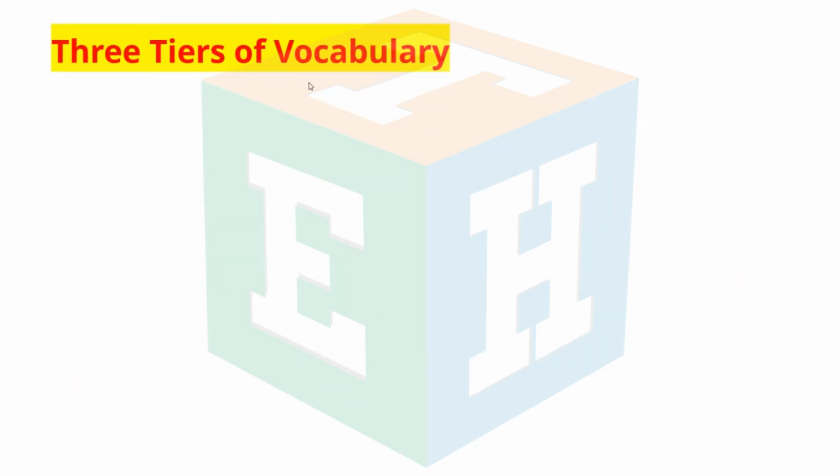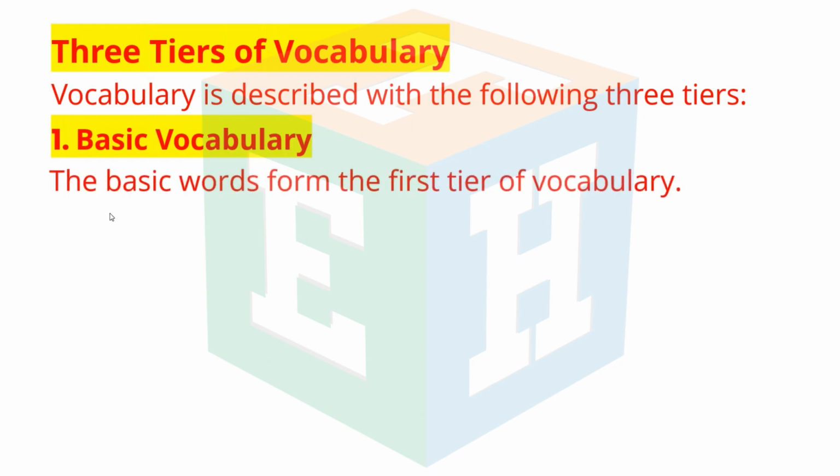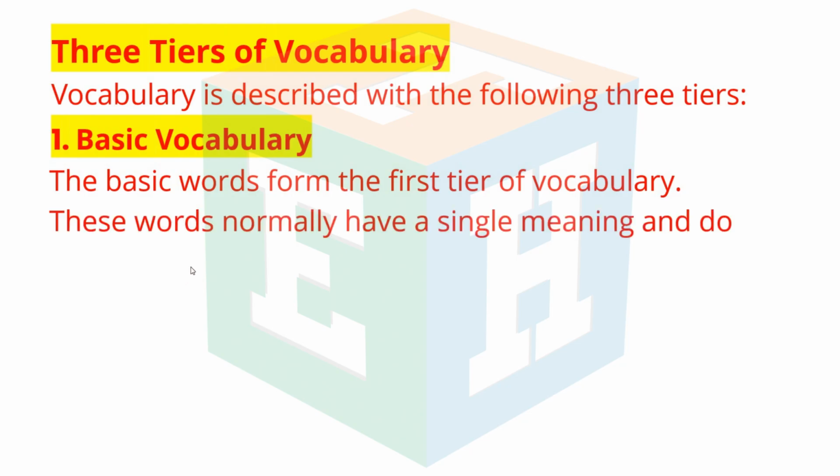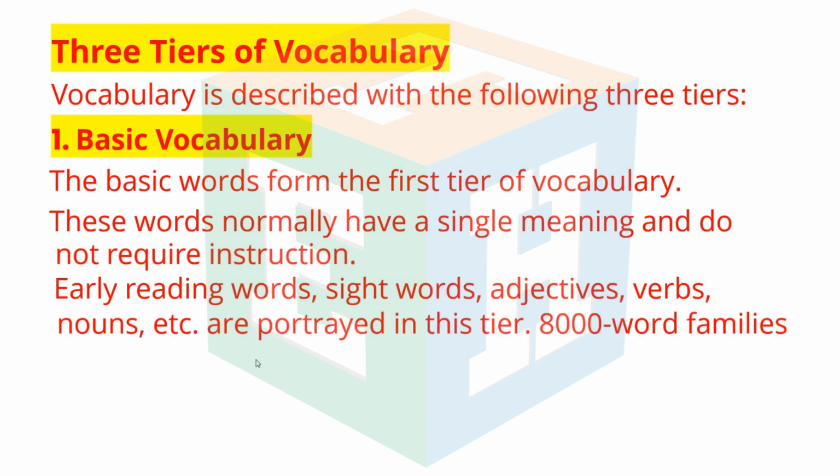3 tiers of vocabulary. Vocabulary is described with the following 3 tiers. 1. Basic vocabulary. The basic words form the first tier of vocabulary. These words normally have a single meaning and do not require instruction. Early reading words, sight words, adjectives, verbs, nouns, etc. are portrayed in this tier. 8,000 word families in English comprise this tier.